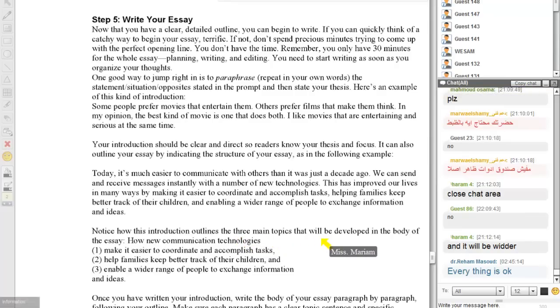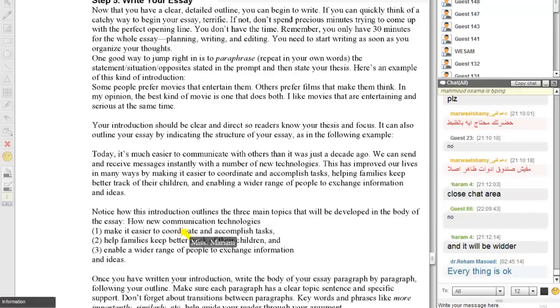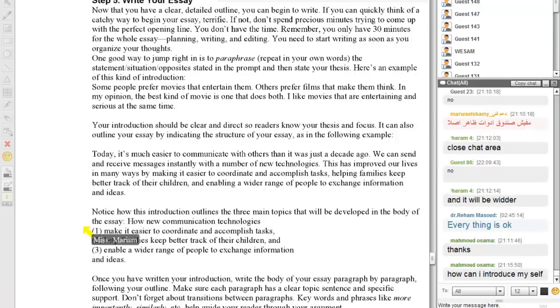Notice how the introduction outline and the three main topics will be developed in the body of the essay: how new communication technology makes it easier to coordinate and accomplish tasks, helps families to keep better track of their children, and enables a wider range of people to exchange information and ideas. So, is it clear? You have the topic sentence, and then you support it with supportive ideas.